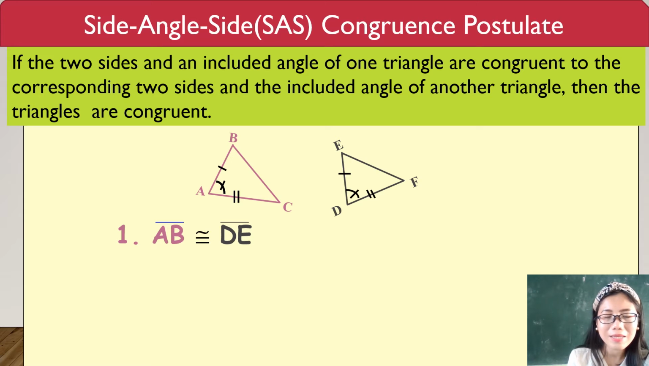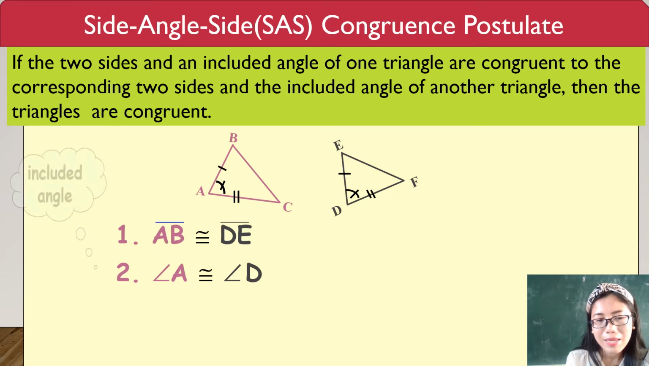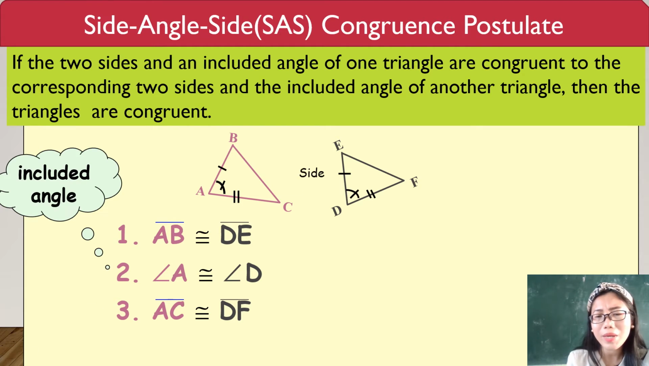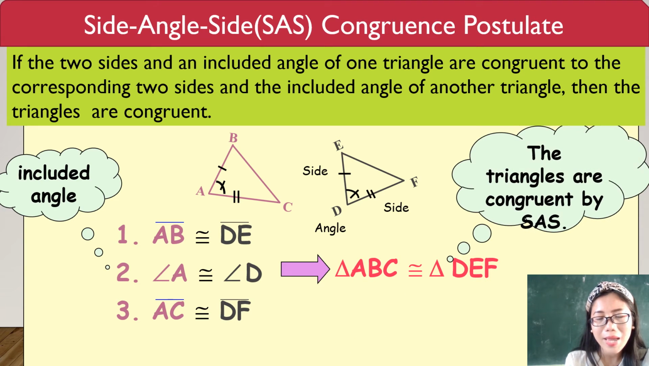So given segment AB, as seen also in the drawing, you have a symbol that means to say they are congruent. Segment AB is congruent to segment DE. And angle A is congruent to angle D, which are both included angles. And segment AC is congruent to segment DF. So based on this congruence postulate, we can now say the triangle ABC is congruent to triangle DEF.